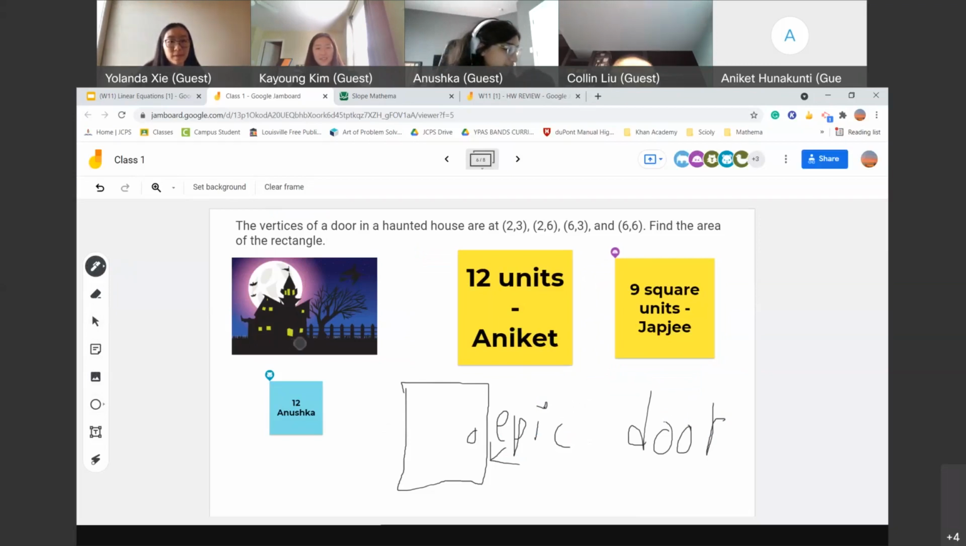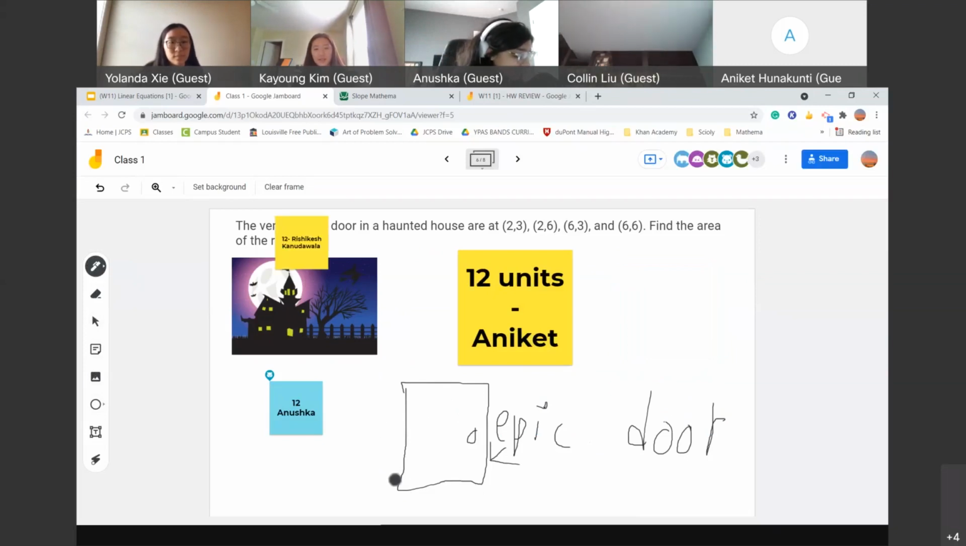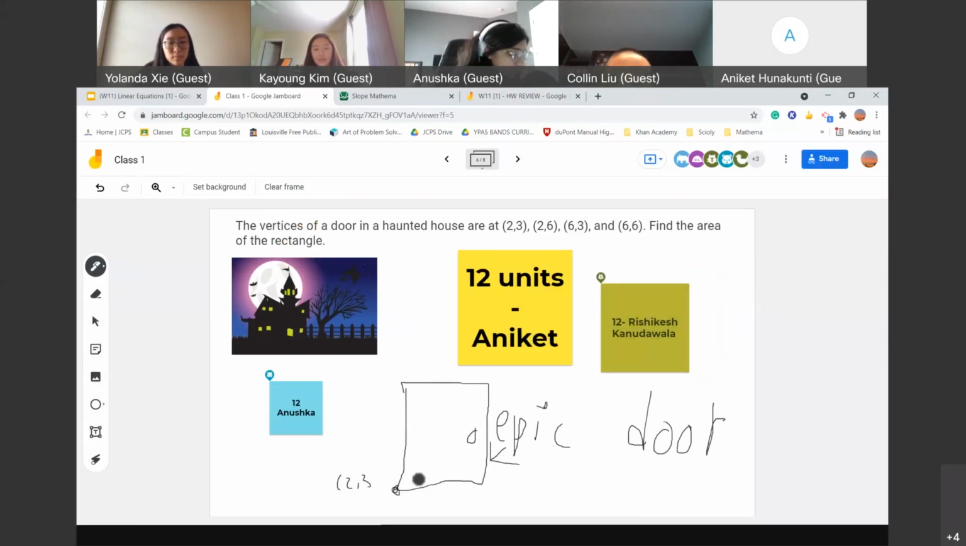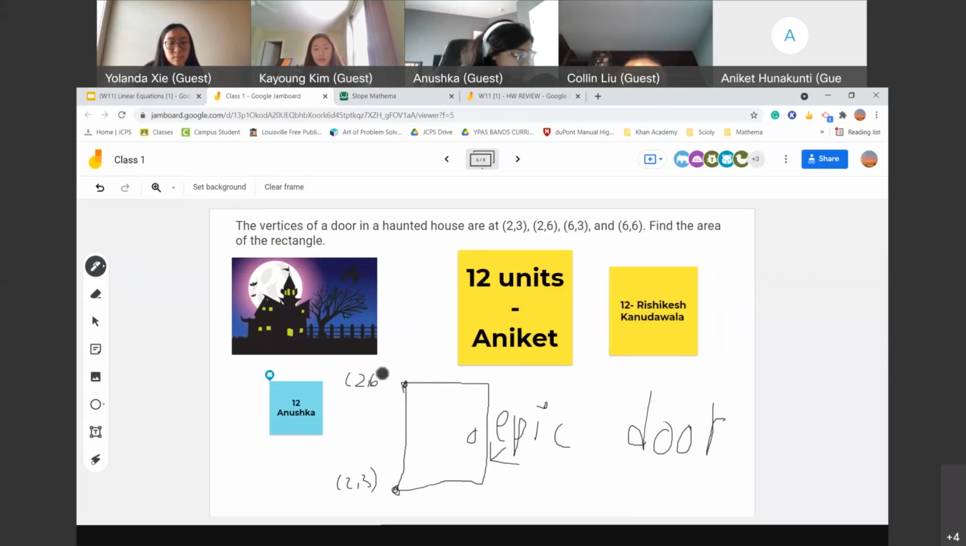Ooh, okay, you're right. It is 12. So, our epic door, I'm going to use this epic door drawing. Thank you for drawing this. All right, so one of the points is at (2, 3). So, this is going to be this one. One's at (2, 6). That's the one that's the same amount, but it's above it. Now, this one is the one that's highest up all the way to the right, (6, 6). This one has to be then (6, 3).